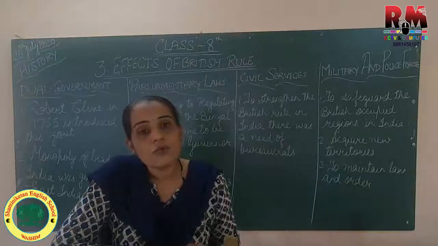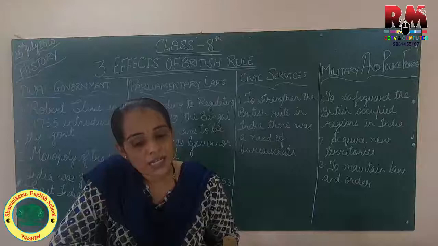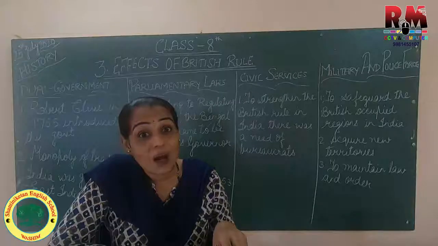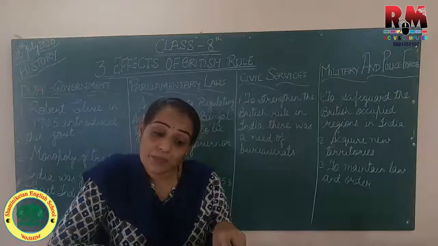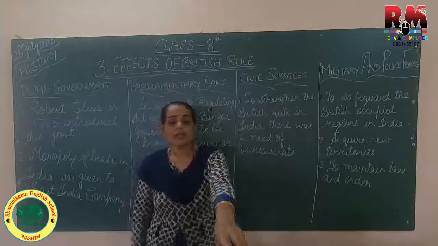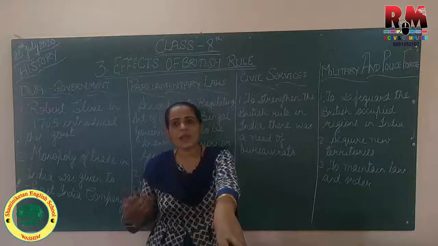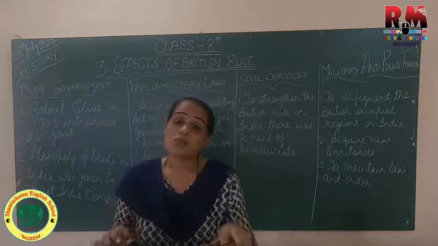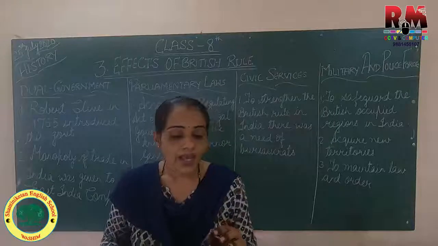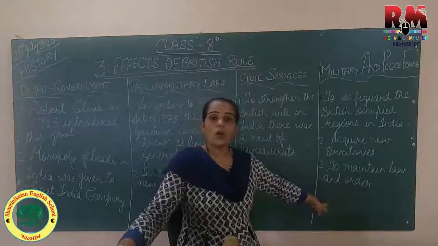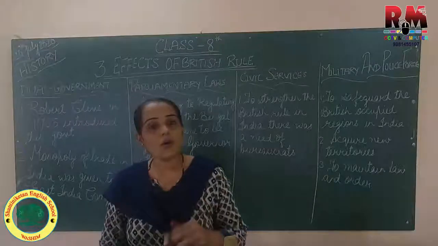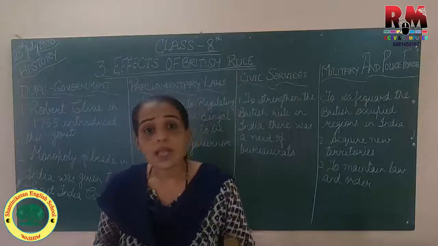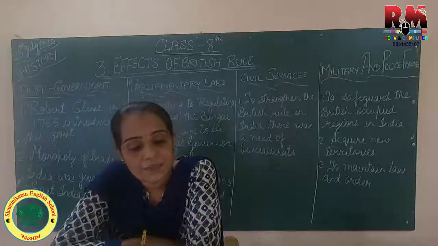The duty of the military was also to acquire new territories and break down any revolt against the British in India. Whatever was being planned against the British force, they had to break down that revolt. This was also the work of the military force. And to maintain discipline and law and order in the country was the duty of the police force.